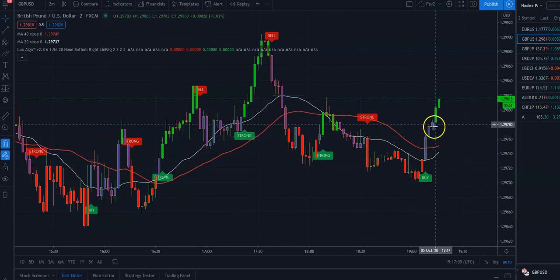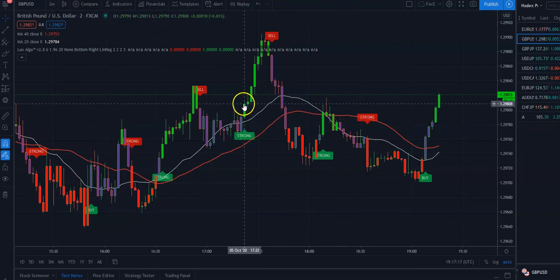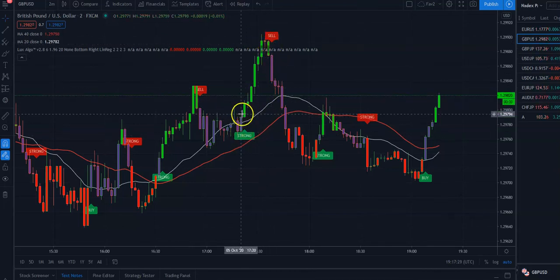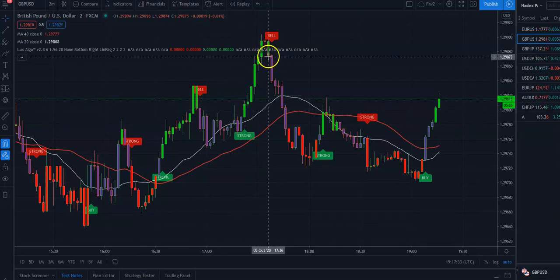I wouldn't have bought this because the 20 is below the 40. So when you're buying, you want the 20 above the 40. This is a perfect example here of a buy. And when you see it stalling, this is a good run. It keeps going up and up, but then when it sits at the same level and starts to pull back, that's when you get out. So you could have easily gotten a few pips anyways.